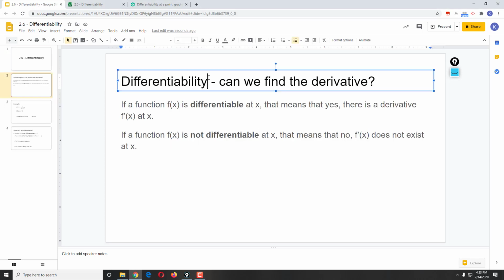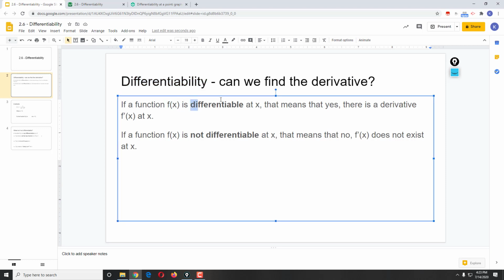Differentiability means can we find the derivative? If a function f of x is differentiable at x, that means that yes, there is a derivative. We should be able to calculate it or graph it. If a function f of x is not differentiable at x, that means that no, there's no derivative there. F prime of x does not exist. There's no derivative at x.